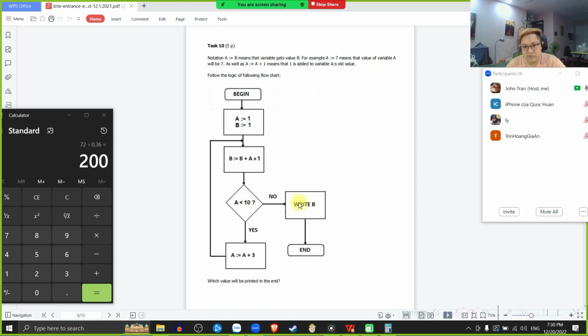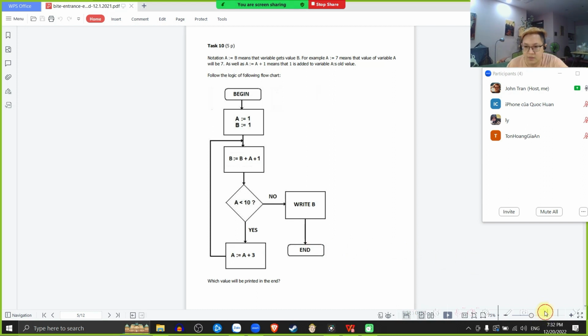Only write B, okay? If it stays like this, it keeps running until A is no longer smaller than 10; only then can it end. This loop will only end when A smaller than 10 is no, and you write B at the end, okay?